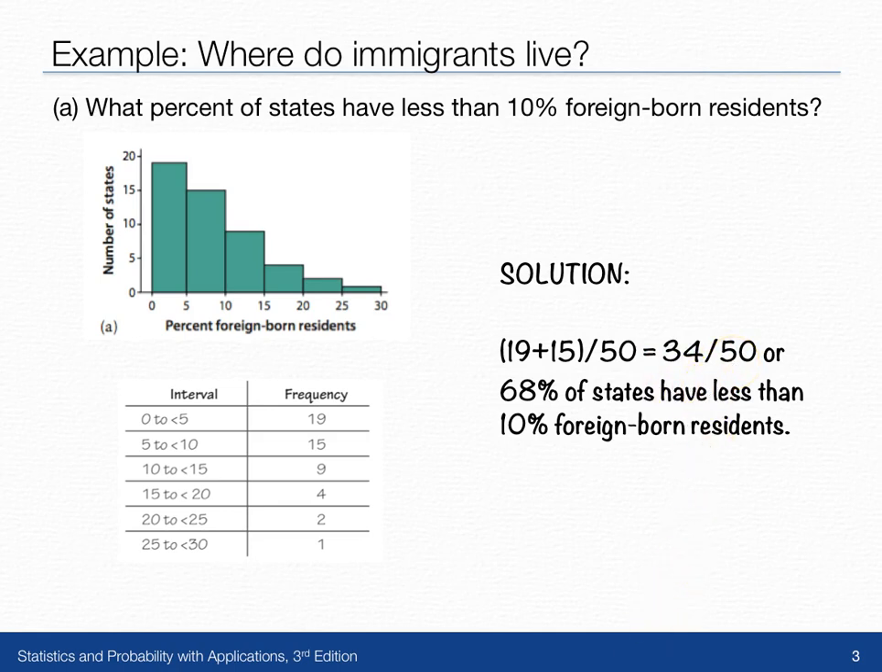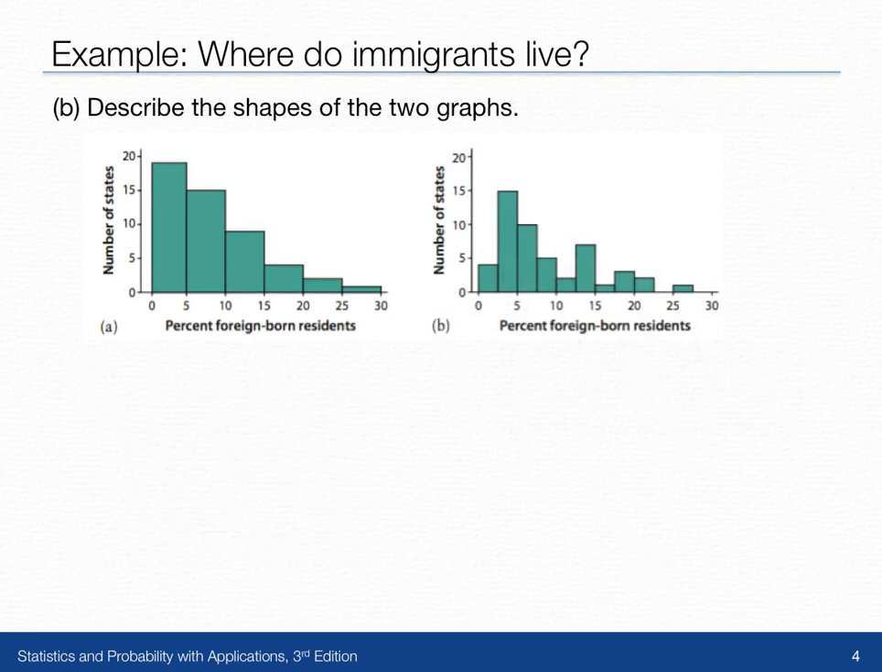10% foreign-born residents. To describe the shapes of the two graphs, we'll want to look at the overall shape, whether it's symmetric or skewed, indicate any major peaks, as well as any gaps in the graphs.